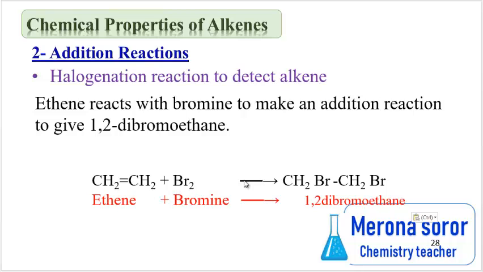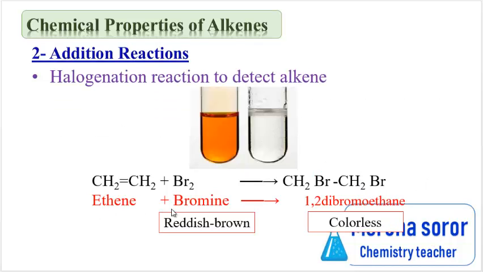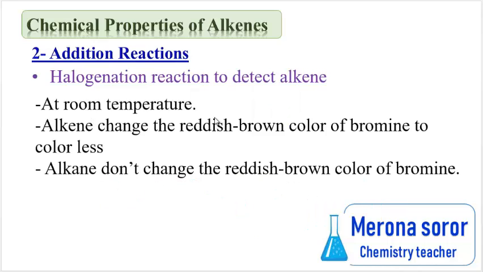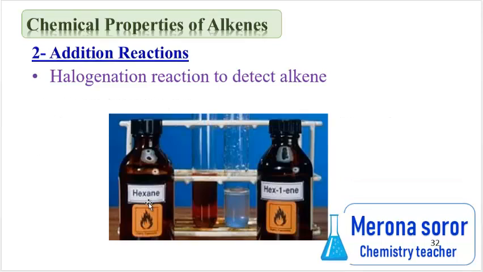Ethene reacts with bromine in an addition reaction to give 1,2-dibromoethane. CH2=CH2 plus Br2 gives CH2BrCH2Br. When ethene is added to bromine, the reddish-brown color of bromine disappears because of the formation of 1,2-dibromoethane. At room temperature, alkenes change the reddish-brown color of bromine to colorless, but alkanes don't change the reddish-brown color of bromine. Hexane doesn't change the reddish-brown color of bromine. Hexene changes the reddish-brown to colorless.